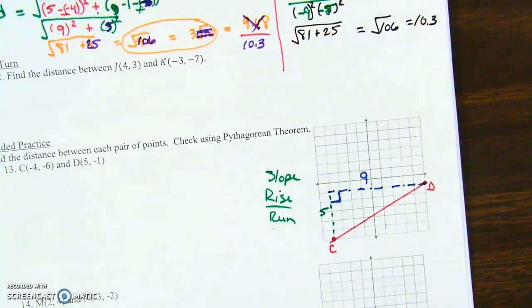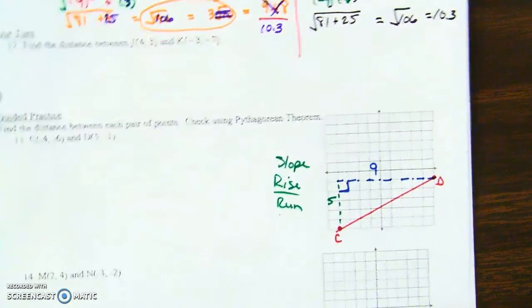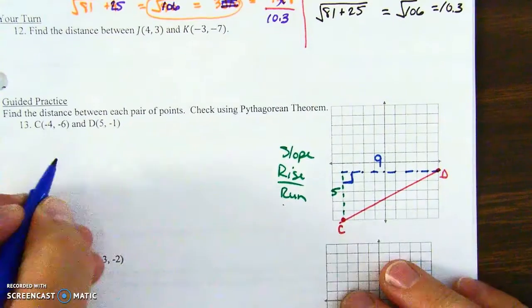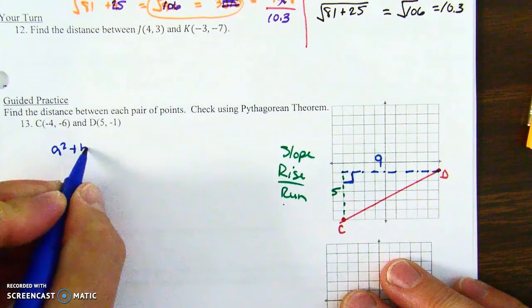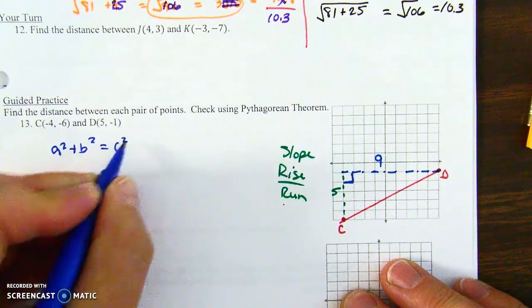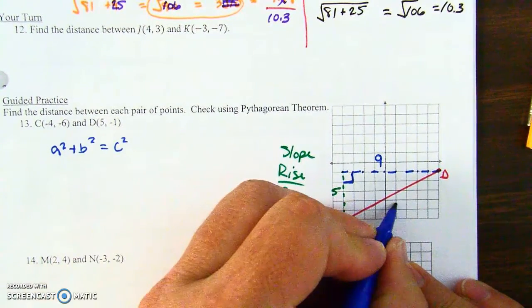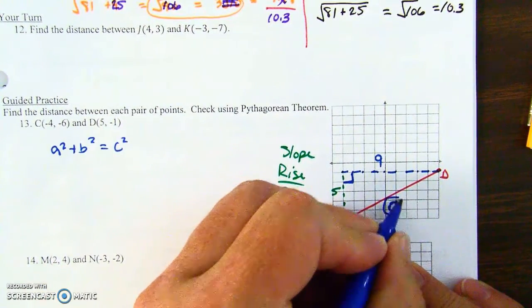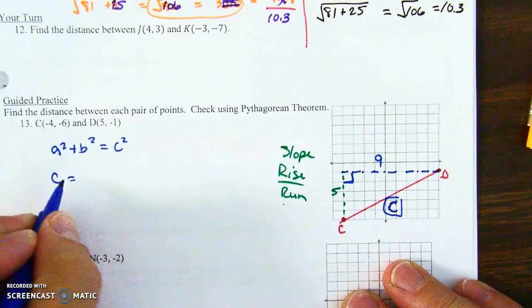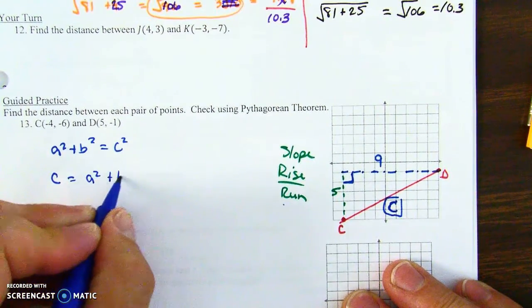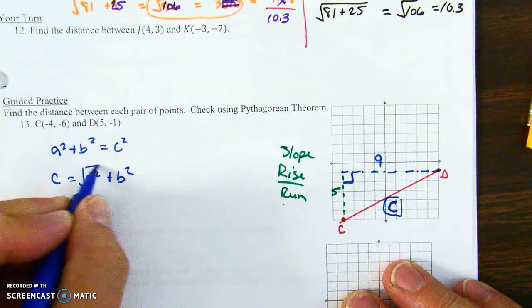So all we do again is use Pythagorean's theorem. We use a squared plus b squared equals c squared. And earlier I said we're always solving for the c side. So c equals the square root of a squared plus b squared.